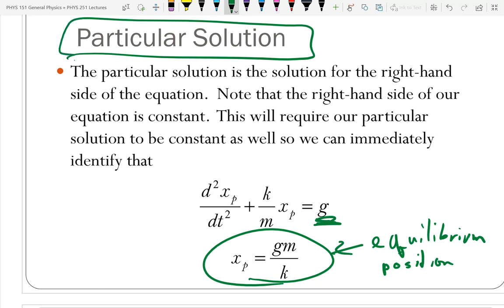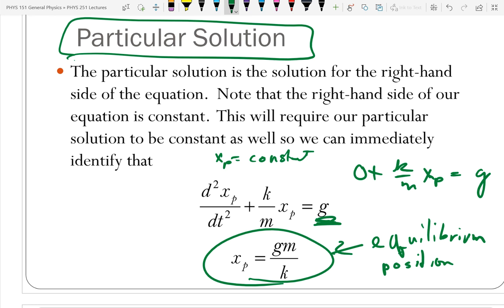Why is it just g? It's not just g because we're saying the only way that this can be true is if x is constant. And if x is constant, then the second derivative of x is going to be 0 because the derivative of a constant is 0. So we have 0 plus k over m xp equal to g. And then we just multiply by m divided by k. So that's our particular solution.